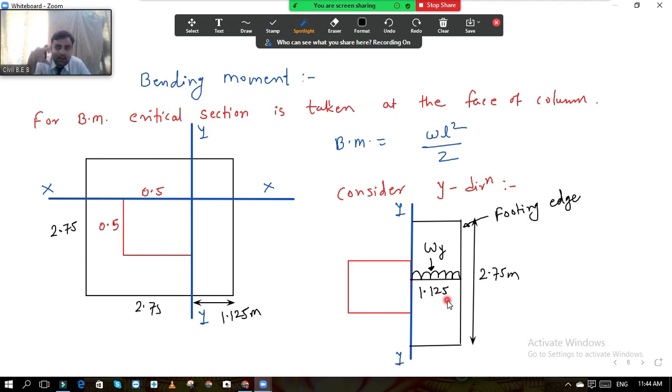Similar thing is there: we have intensity, we have the pressure, and we want to convert that soil pressure into the UDL. So the length on which you want to calculate the UDL, leave that length, and multiply by the opposite length, the length on which the UDL is not required. So we have to multiply it by 2.75. Don't multiply by 1.125, because on 1.125 we want to calculate the UDL.